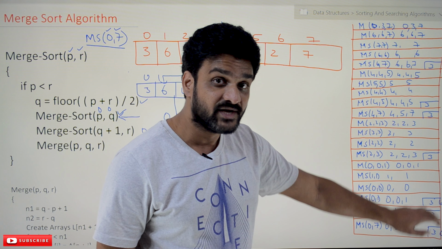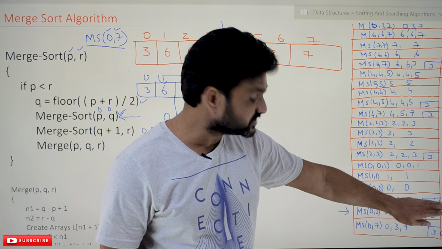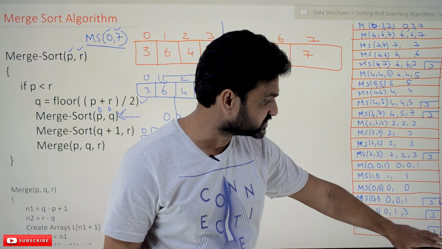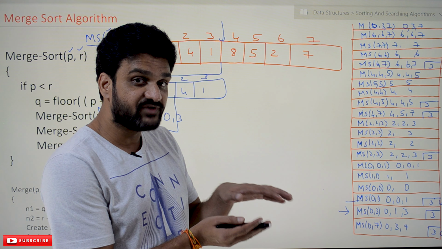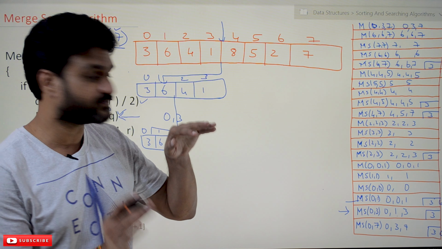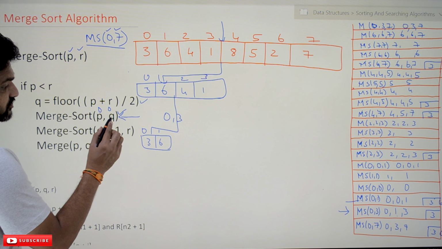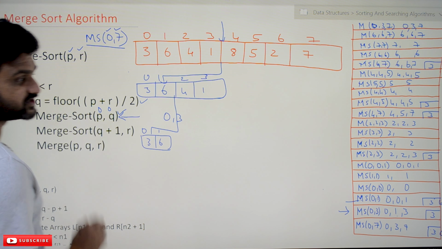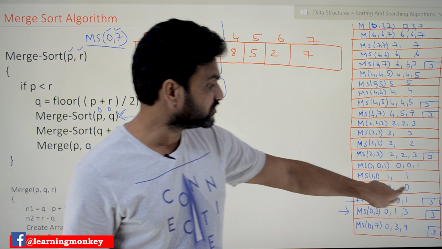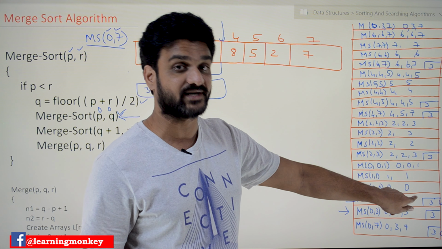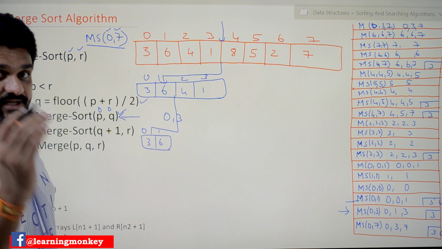At this line of code, this is what we call the instruction pointer. This is where the execution has been stopped, which we have already discussed in the recursion video. Okay, so now in this third line, what is the function call that is made? 0 comma 0 is the function call made. So MS of 0 comma 0. Here 0 and 0, value of P and R. We don't have Q value. Why? This is where you have to understand that point.